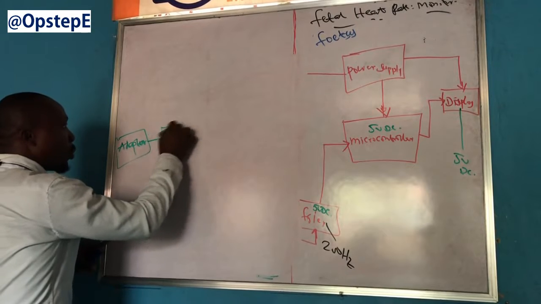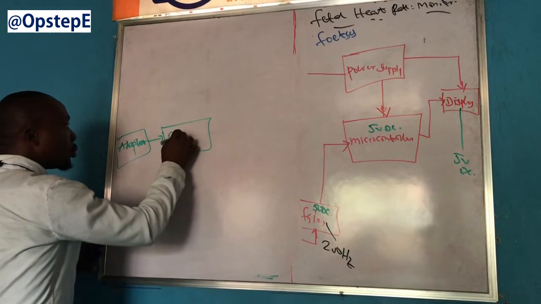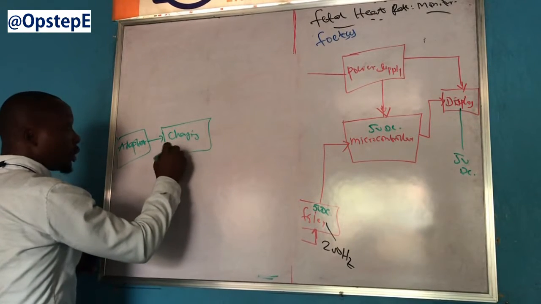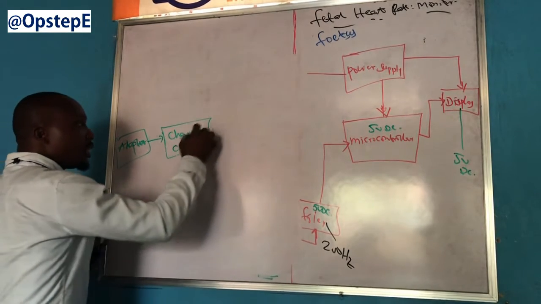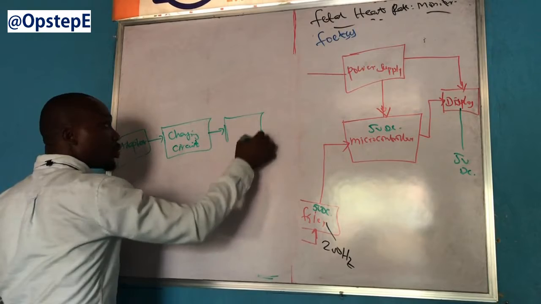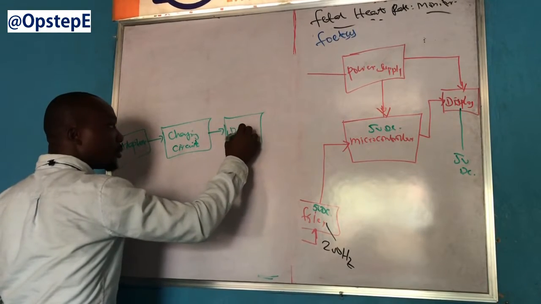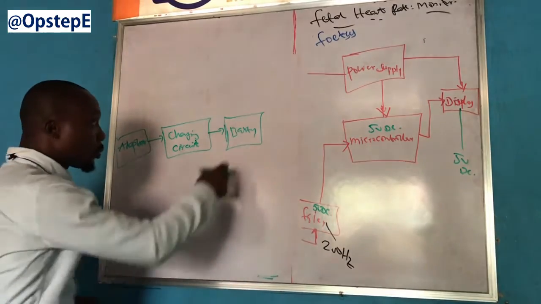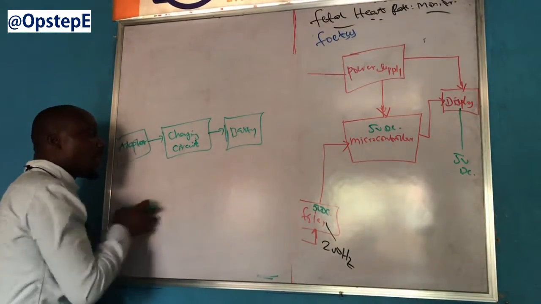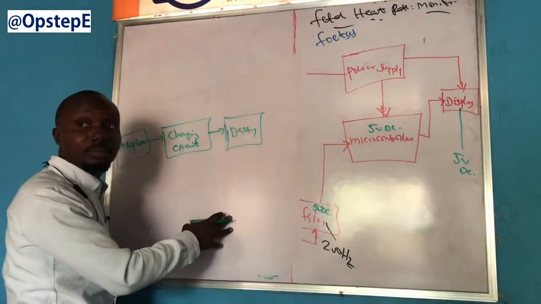The adapter goes into the charging circuit. In the charging circuit is supposed to be a battery. Are you following me? Now it's supposed to be a battery. It is the output of that battery that is then fed into our system.